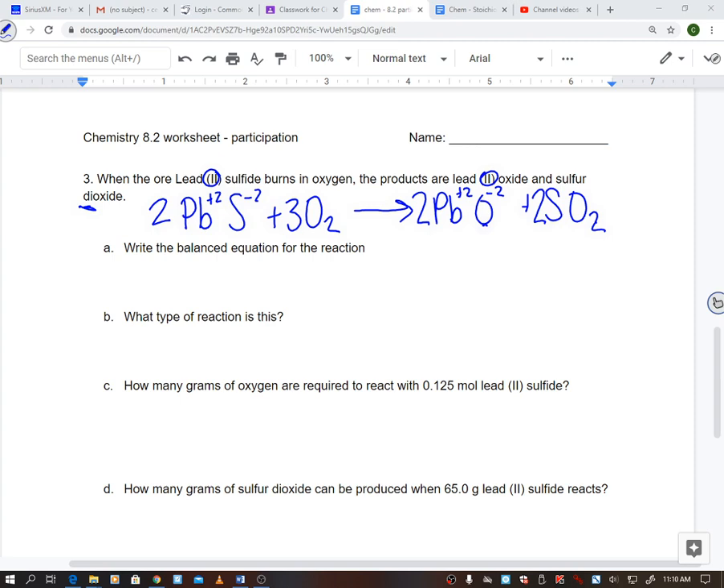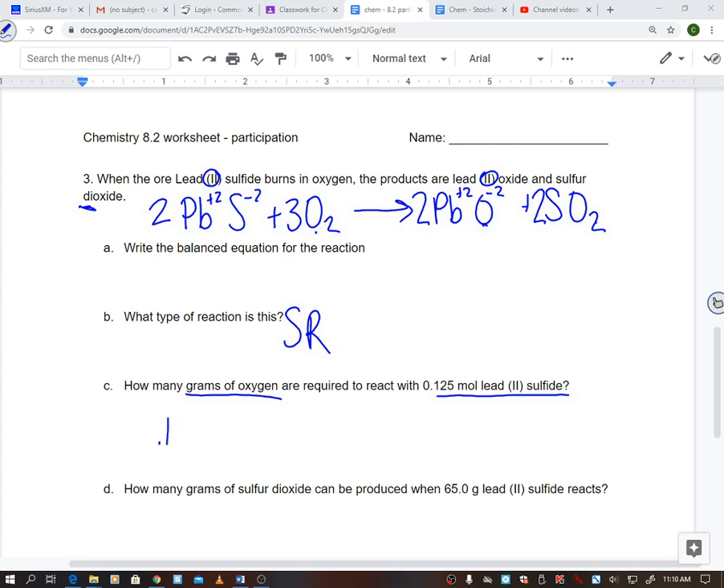What type of reaction is this? Well, this is a single replacement. It's single because this oxygen is by itself. So single replacement. Here is moles of lead 2 sulfide to grams of oxygen, something new. So it's going to be a 2-step problem. If it were grams to grams, it would be 3-step.